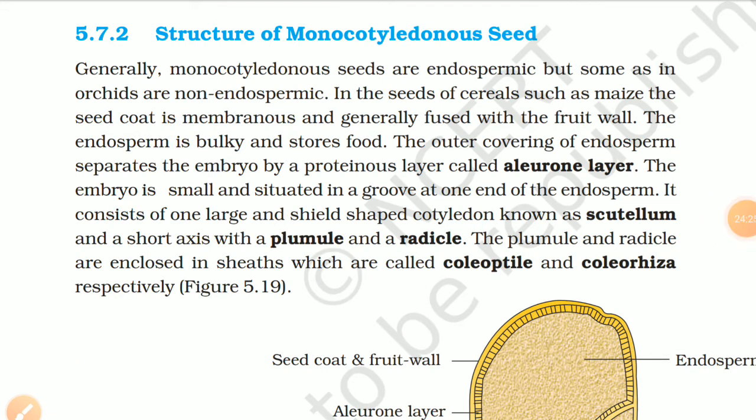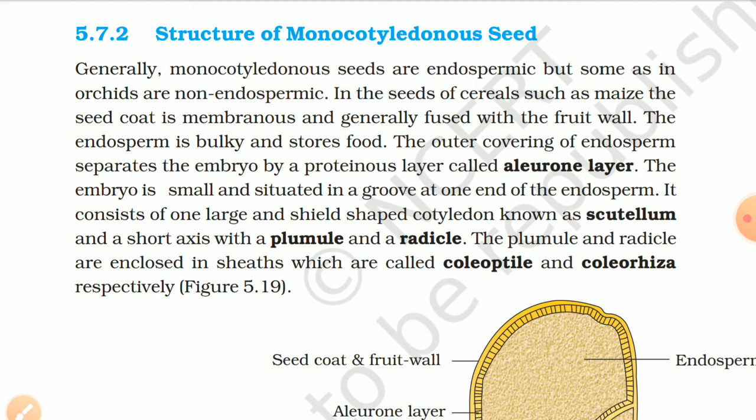5.7.2 Structure of monocotyledonous seed. Generally, monocotyledonous seeds are endospermic, but some, as in orchids, are non-endospermic. In the seeds of cereals such as maize, the seed coat is membranous and generally fused with the fruit wall. The endosperm is bulky and stores food.